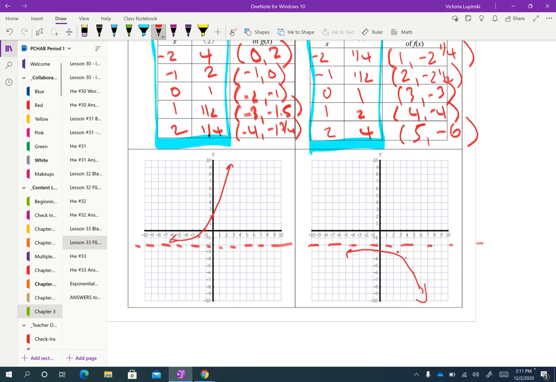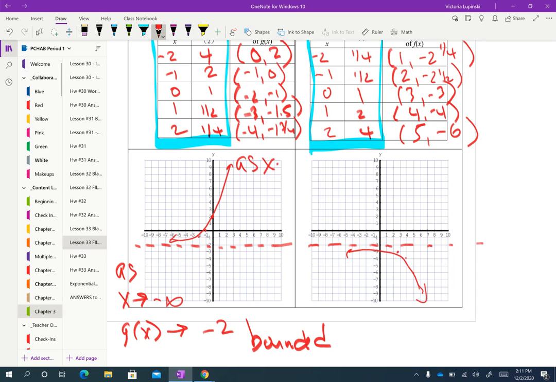If we're just going to do one of these, the one on the left, I would say as x goes to -infinity, g of x goes to -2. That's an example of being bounded because it's clearly approaching a single number. Whereas on the right side, as x goes to +infinity, g of x goes to +infinity. That's an example of unbounded behavior because it just keeps going up and up and up with no end in sight.